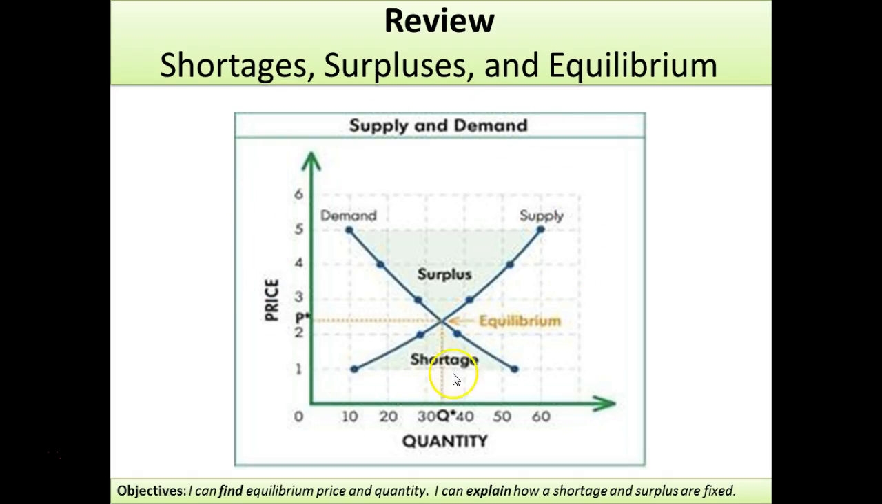So a quick review, putting all of this together: anything above equilibrium is a surplus, anything below is a shortage. Where the lines intersect is equilibrium price and quantity.